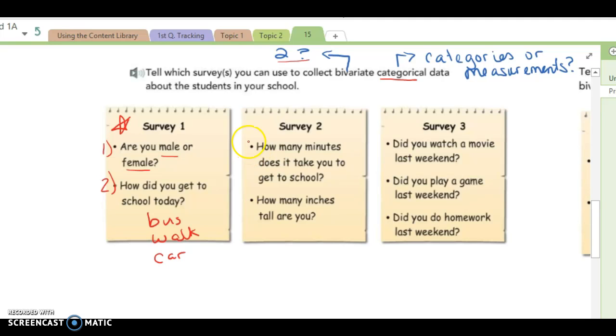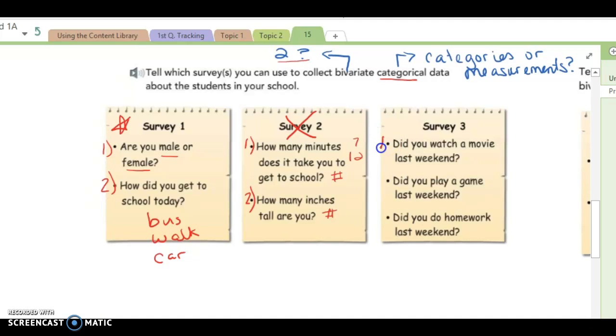Okay, survey number 2 has 1, 2 questions. That means it's bivariate because we're asking two different questions. Survey question number 1 says, how many minutes does it take you to get to school? Okay, this is going to be a number. So it's going to be, it takes me 7 minutes, or it takes me 12 minutes, or it takes me 52 minutes. How many inches tall are you? That is also going to be a number for data. So this is going to be measurement data, not categorical data. So we're going to say no, it does not equal bivariate categorical data.